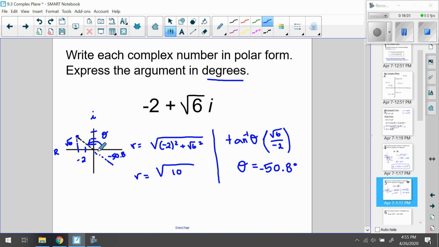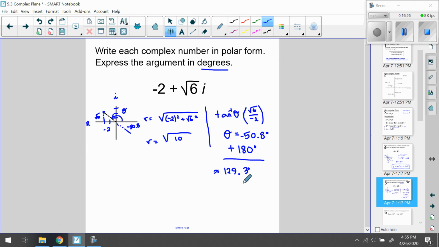And so we can outsmart our calculator. Anytime that happens, we're just going to add a half a revolution, or 180 degrees. And if we do that, that will give me the correct angle that we want. So in doing so, I got 129.3 degrees approximately. And so now we have r and we also have our angle.